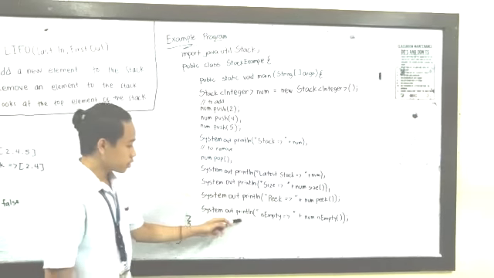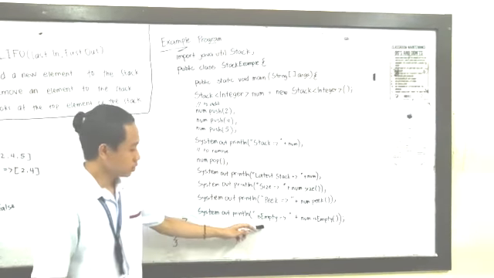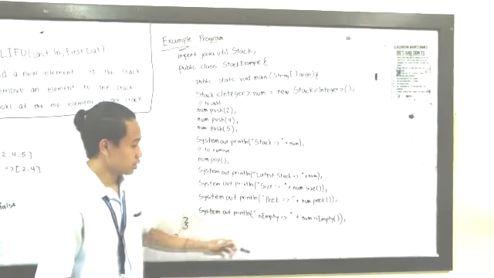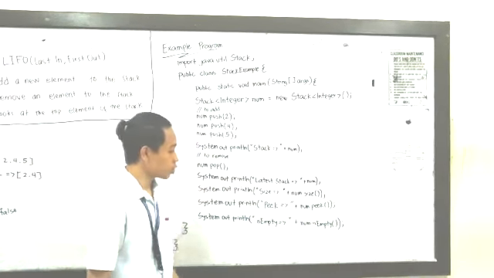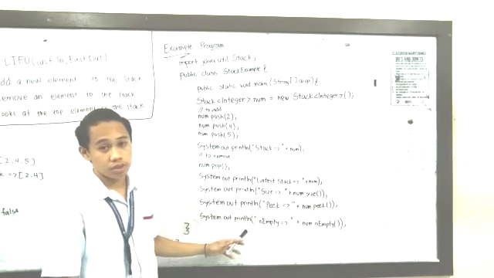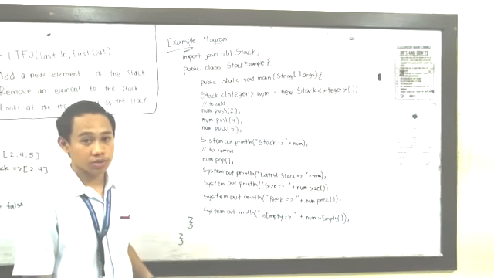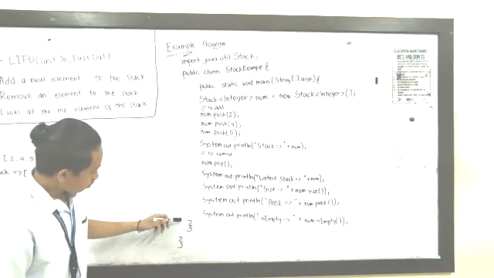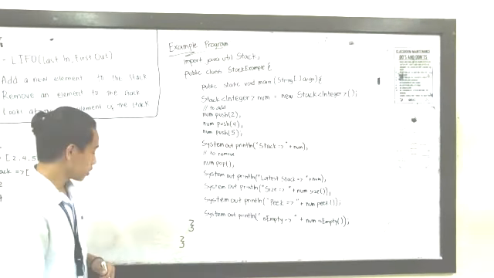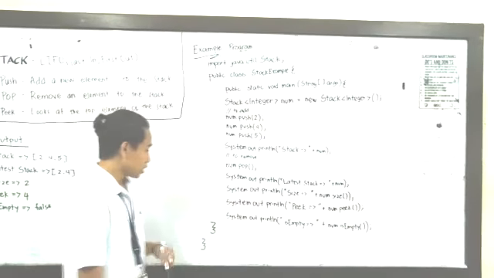Then System.out.print again, Is Empty inside the quotation marks, then num.isEmpty(), open and close parentheses, to show if there is a value inside the stack. Then end with the closing curly braces. So let's go to the output.